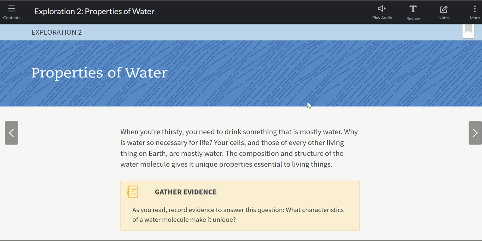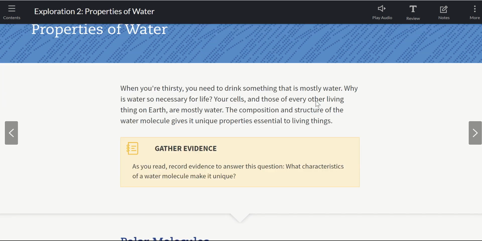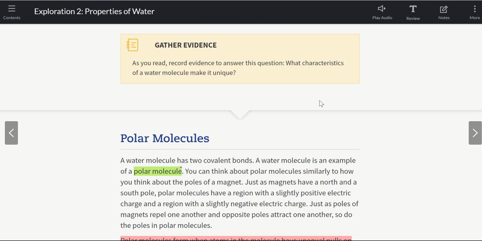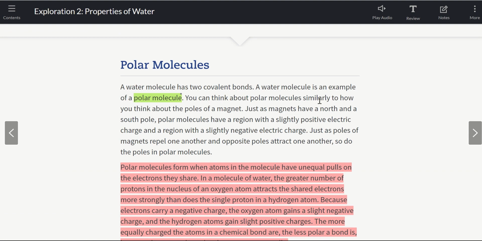Remember last time we talked about atomic structure and some bonding. So now we're going to talk about the properties of water. Water is a molecule that all living organisms need to survive, and for different reasons. But let's talk about the specific properties of water.